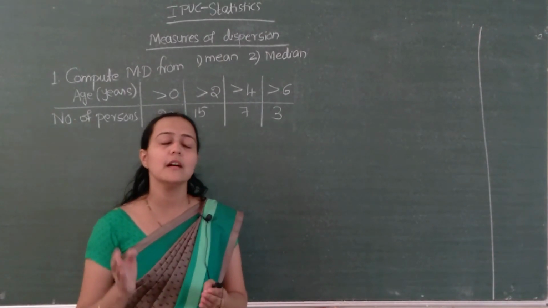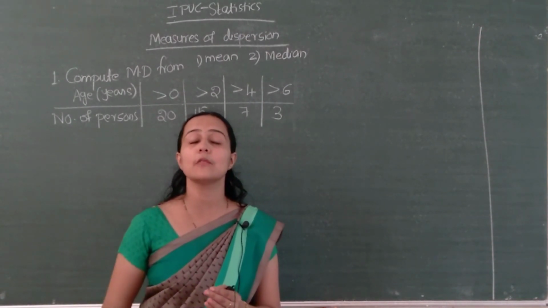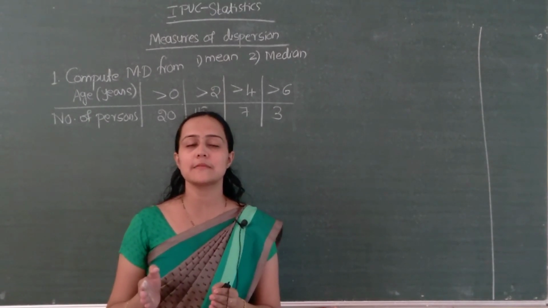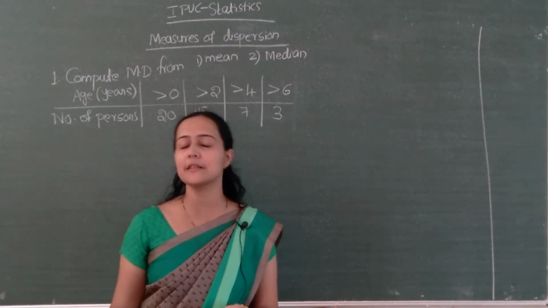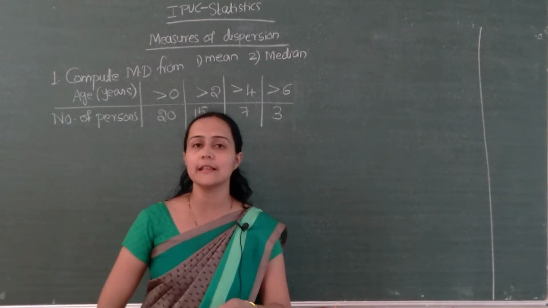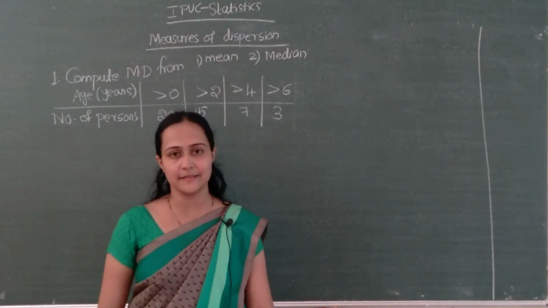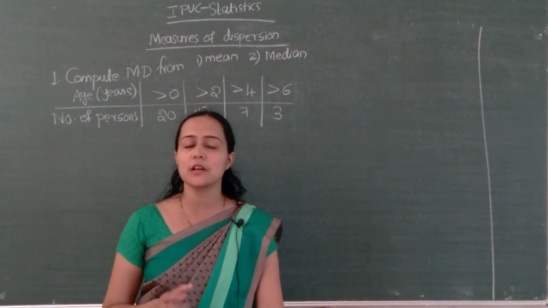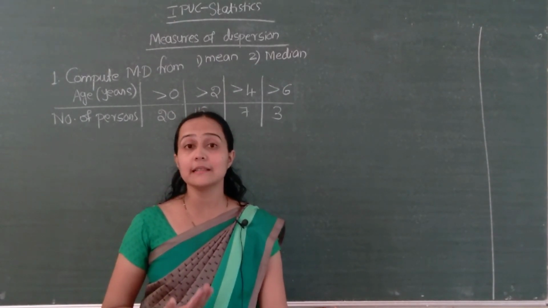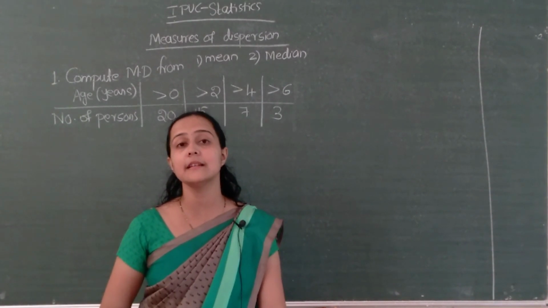Range is based on only extreme values. Quartile deviation considers the middle 50% of observations, while the remaining 50%, the first 25 and last 25, we are ignoring. These are the demerits of range and quartile deviation. To overcome that demerit, a third measure of dispersion was introduced.